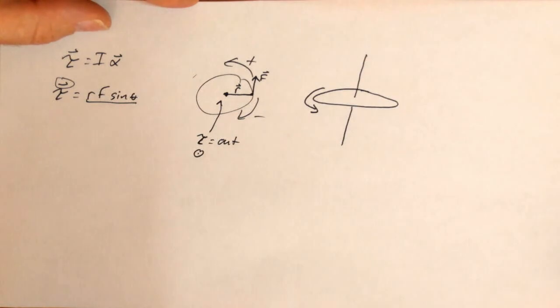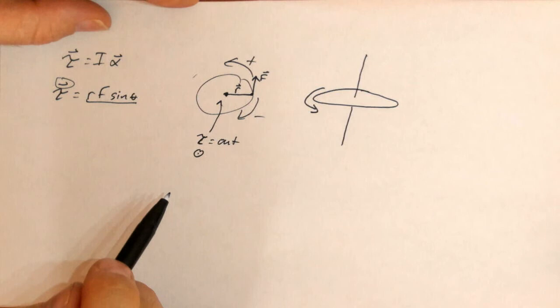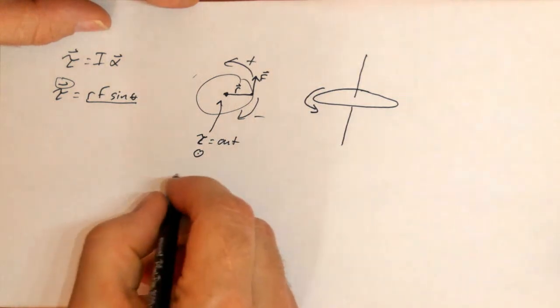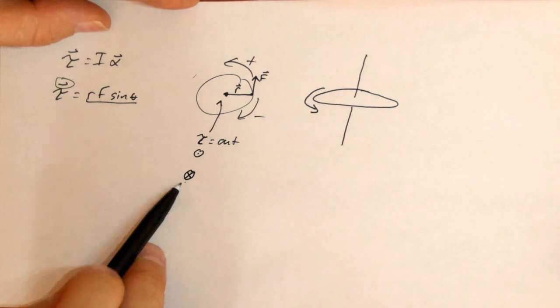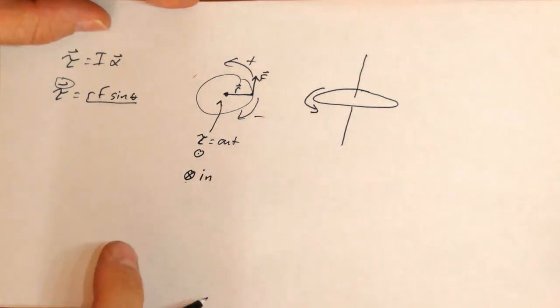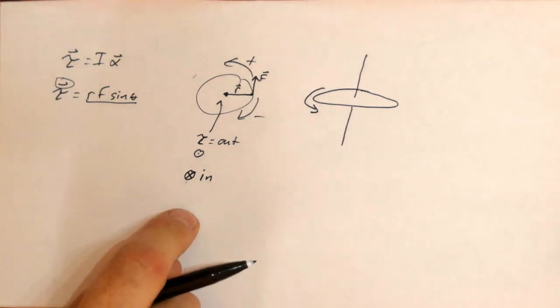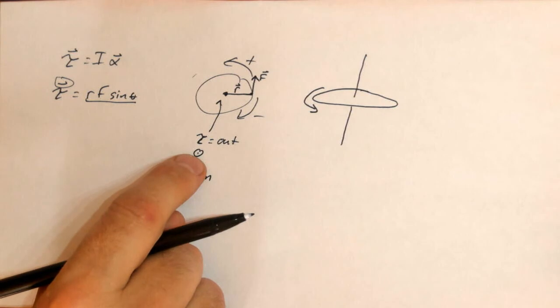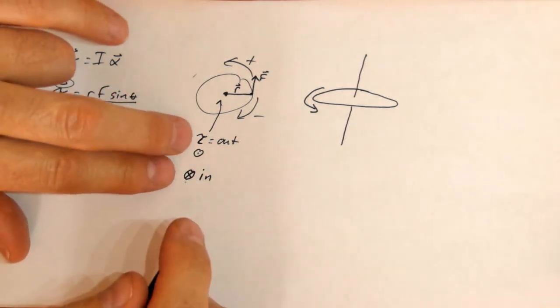That is the symbol for out. It's like the tip of an arrow coming out at you. Okay. If it were in, just so you recognize the symbols, that is the symbol for in. It's the tail feathers of an arrow going away from you. So you see the tail feathers as the arrow goes away from you, which would be into the page. This would be the tip of an arrow coming out at you. Okay? So that's how we symbolize that.